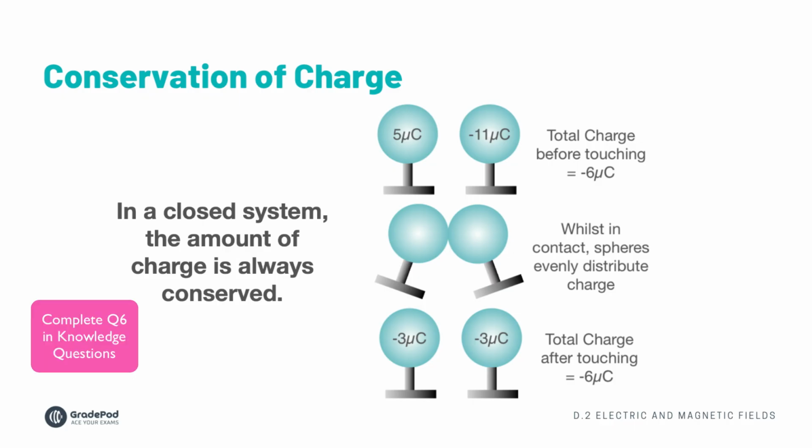If you look at the situation on the slide right now, we have two charged spheres. One has 5 microcoulombs of charge, one has minus 11 microcoulombs of charge. And if you take the total of that before they touch, it's 5 minus 11 is minus 6 microcoulombs of charge. When you touch the spheres, these charges are going to evenly distribute. The electrons are going to move to where it becomes an even distribution. And when they're removed, then it allows us, using the conservation of charge, to work out what the charge on each of those spheres would be. And if you're lucky, this can be a really nice, easy multiple choice question in paper 1.